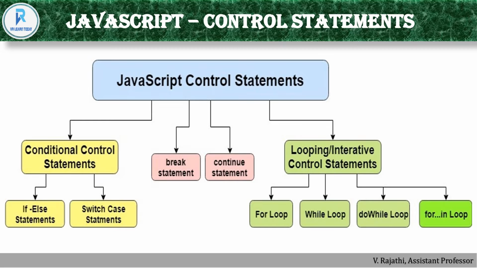And then we are getting to the control statements. Totally three: conditional control statement, looping or iterative statement, and break and continue. In conditional, as usual, if else statement and a switch statement. In looping, we have for loop, while loop, do while. Let's see one by one.